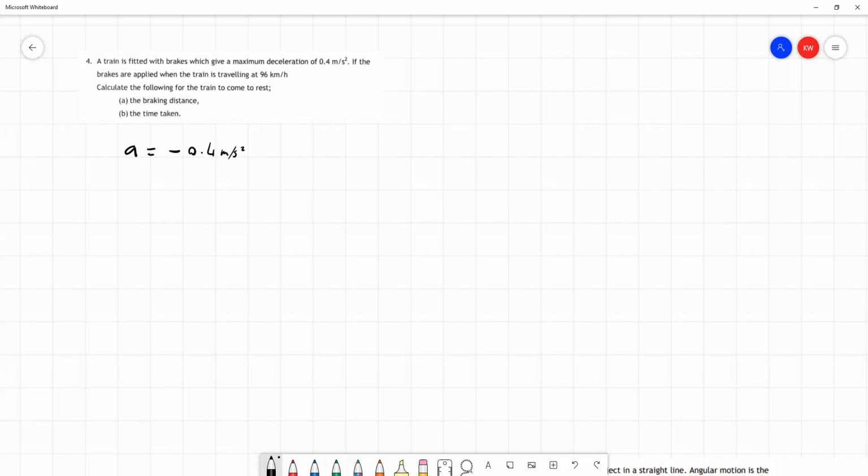Now, where did the minus come from? Well, acceleration is a vector, so it has direction, and when we're decelerating, we put a negative in front of it to indicate that our speed will be decreasing.